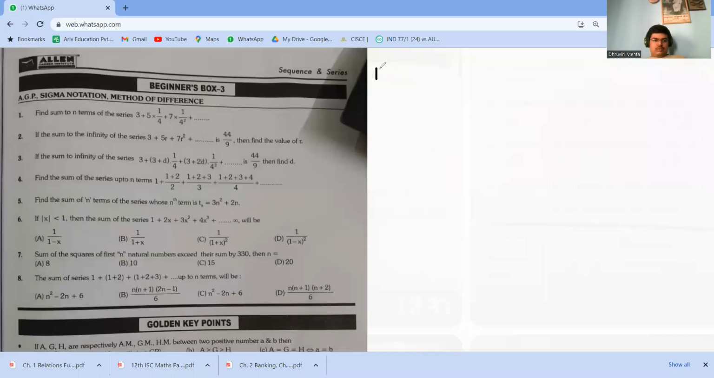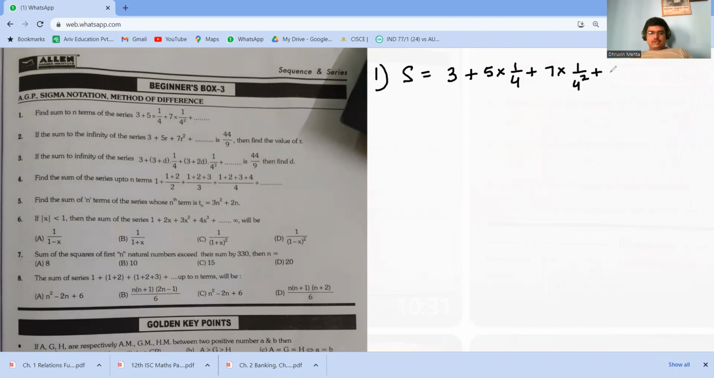Okay, the first one, find the sum to n terms of this series. Now Pravra, if you look at this sequence, I am writing s as the sum which we have to find. So we have to find 3 plus 5 into 1 by 4 plus 7 into 1 by 4 square plus dot dot dot. Do you realize, Pravra, that this is actually a combination of AP and GP both?